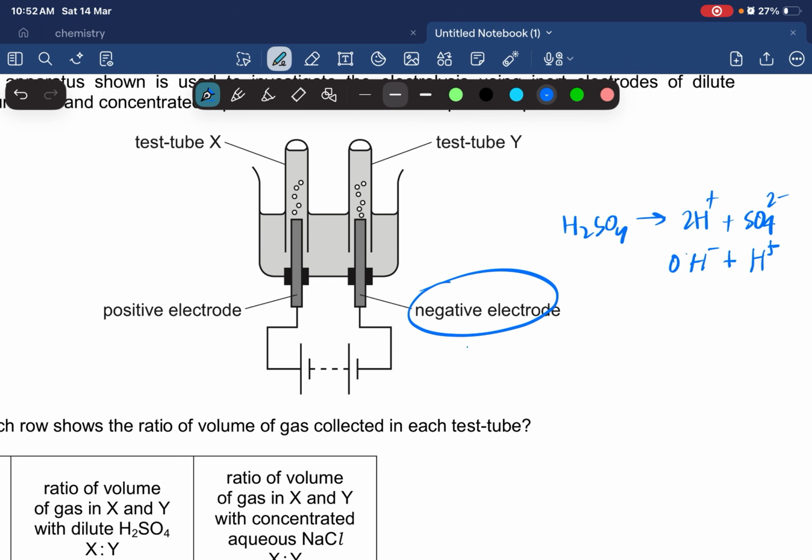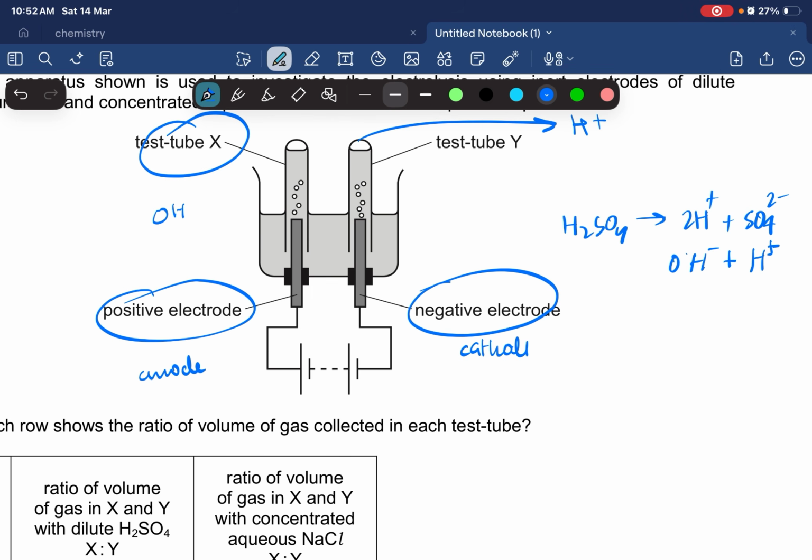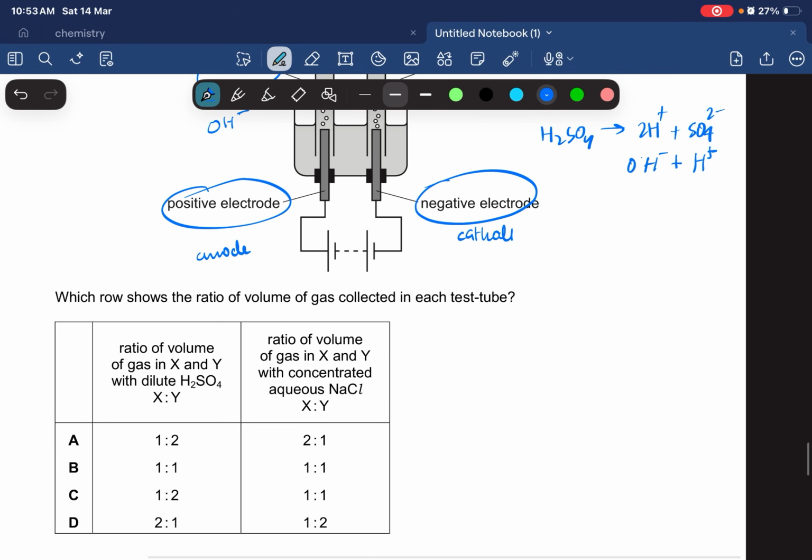The negative electrode is your cathode and the positive electrode is your anode. At the cathode, the H plus ions are going to be discharged, so we're going to form hydrogen gas. At the anode, OH negative ions are going to be discharged and we're going to form oxygen gas. So when we form hydrogen and oxygen, the ratio of the volume of gases is going to be very simple.